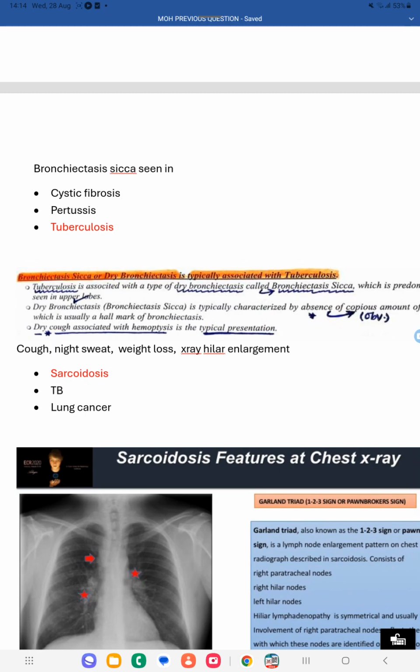This is usually seen in the condition of tuberculosis. Those who are suffering with tuberculosis used to get this bronchiectasis sicca, and it usually happens in the upper lobe area. So the main clinical presentation is dry cough associated with hemoptysis. Hemoptysis means coughing up blood. So these are the symptoms of bronchiectasis sicca usually seen in tuberculosis.